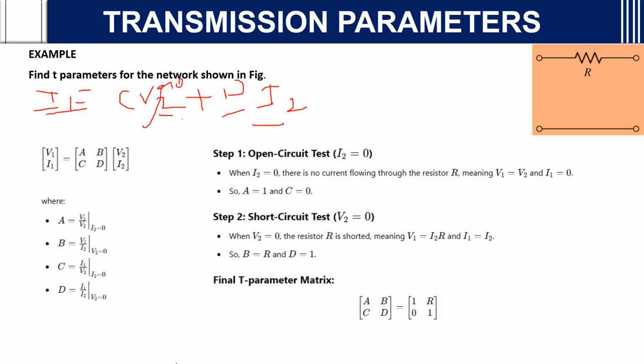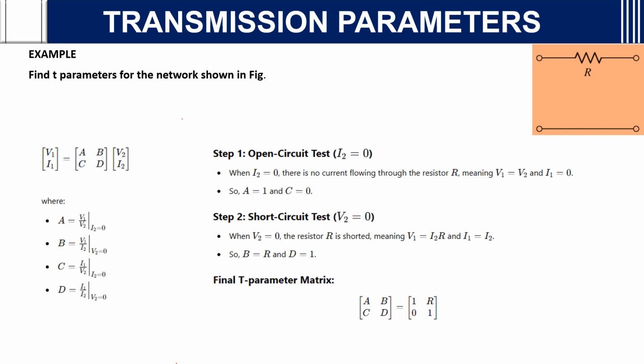See, whichever parameter you want, that parameter's value is divided by the I2 or V2 value, and the other quantity, V2 or the current, will be 0. Like that you need to write. I hope you understood. Even for the previous parameters I told how to write this, where for one parameter what is the equation or the formula.